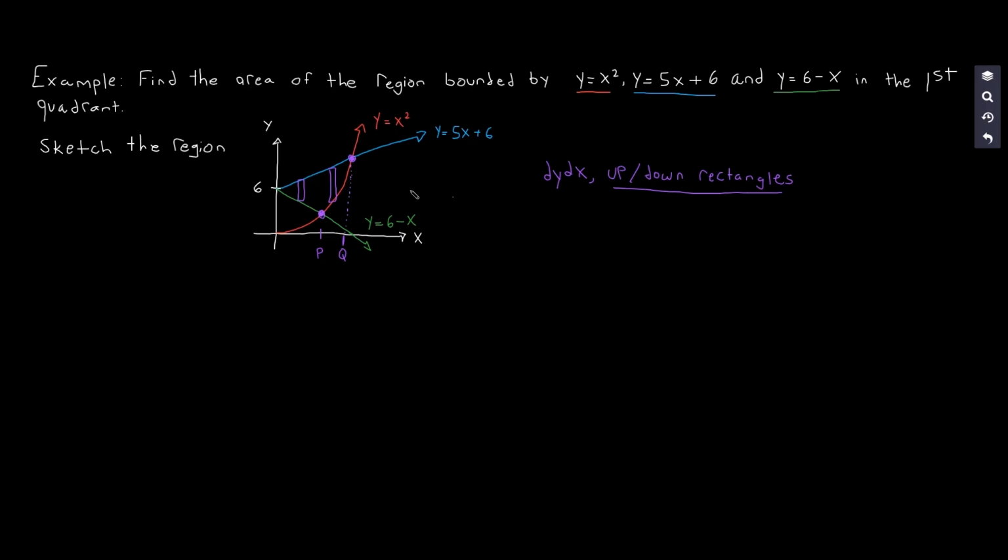So to find the integral on the left side, the top is 5x plus 6, and the bottom is 6 minus x. And on the other side, the top is 5x plus 6, and the bottom is x squared.